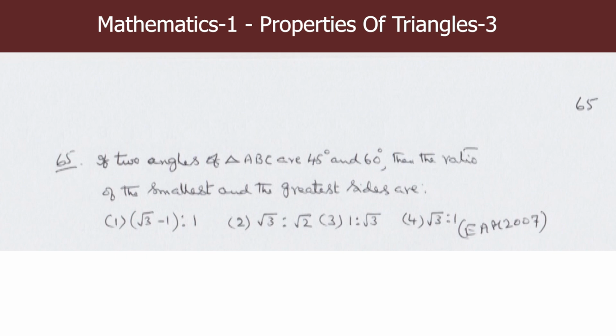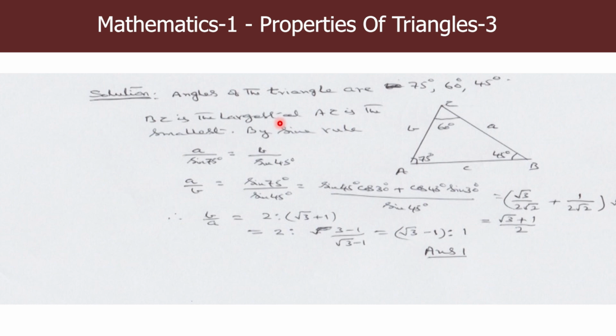65. If two angles of a triangle ABC are 45 and 60 degrees, then the ratio of the smallest and the greatest sides are: root 2 minus 1 is to 1, root 3 is to 2, 1 is to root 3, and root 3 minus 1. Answer, 2007. Angles of the triangle are 75, 60 and 45. If you know two angles, then you know the third angle. 45, 60, so the third angle is 75.